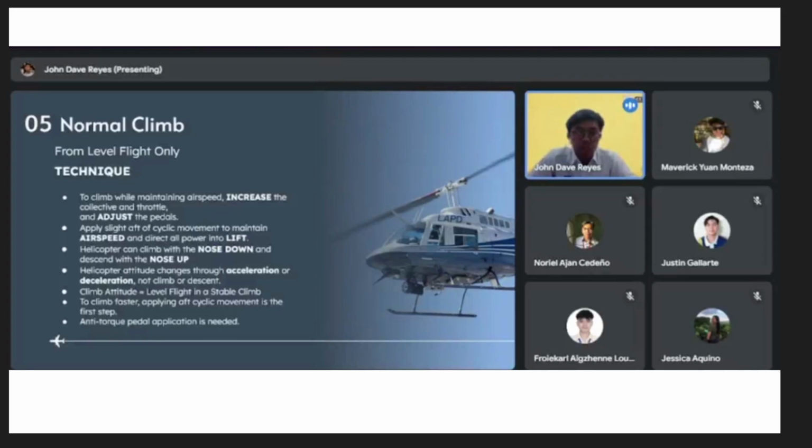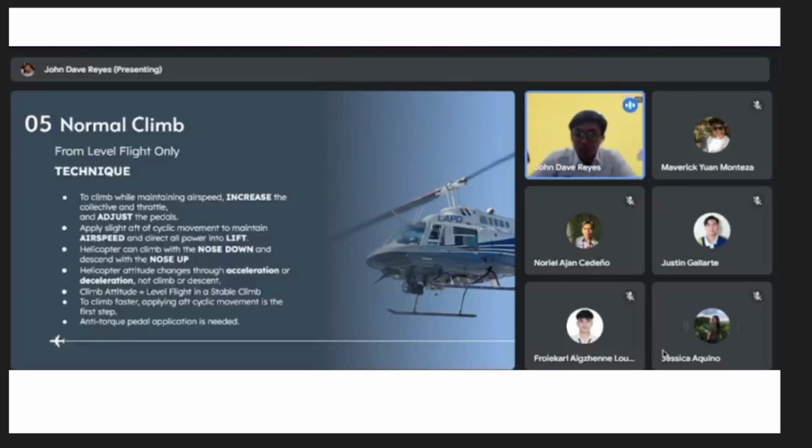The helicopter can climb with the nose down and descend with a nose up. So helicopter attitude changes through acceleration or deceleration, not climb or descent. So we must take note of that. Also, the climb attitude is approximately the same as the level flight attitude in a stable climb, though it also depends on the aircraft's horizontal stabilizer design.